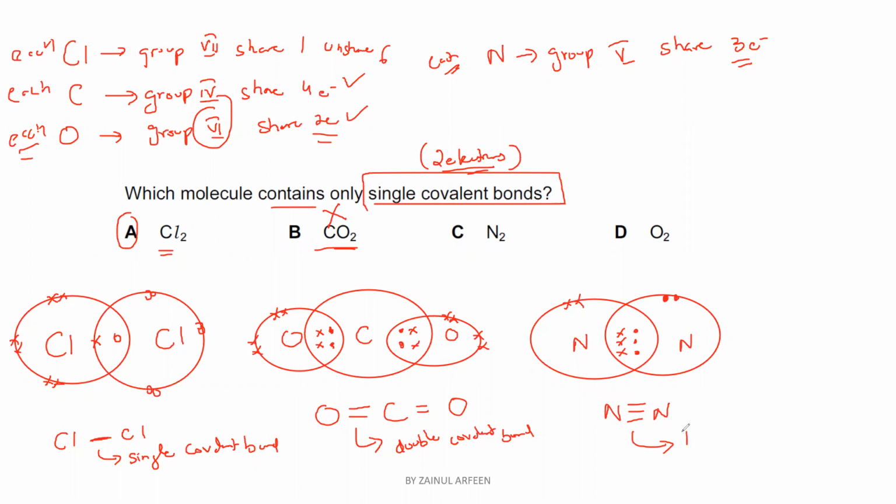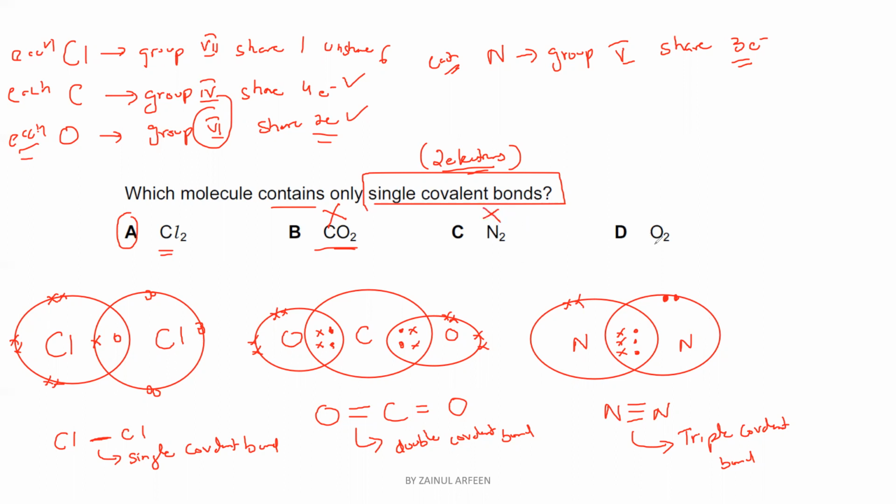So we call this a triple covalent bond. So nitrogen N2 is having a triple covalent bond. That's why this is not the right answer.